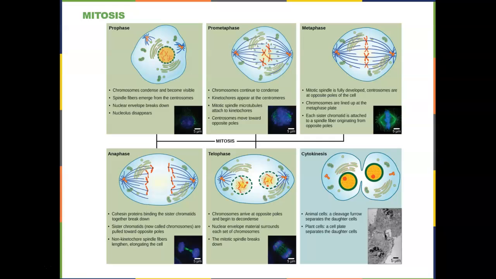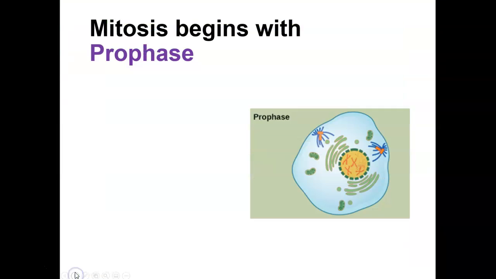With descriptions, I am going to go through each of the steps and talk about the various events. You can always refer back to this slide. So mitosis begins with prophase, and here's that picture from prophase. What happens in prophase? Notice we still have one singular cell.